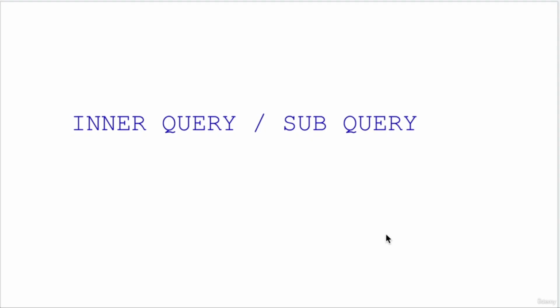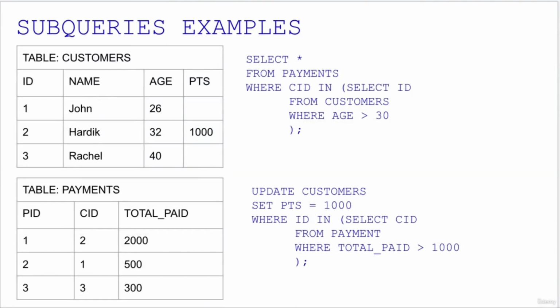A subquery or inner query, also called a nested query, is a query whose result is used for another query. Let's see a few examples. Let's say we have two tables, a customers table and a payments table. In the customers table, we have 4 columns: ID, name, age, points. The payments table has 3 columns: payment ID, customer ID (CID), and total amount paid basically. So each customer will have only one payment record, so this is a one-to-one mapping.